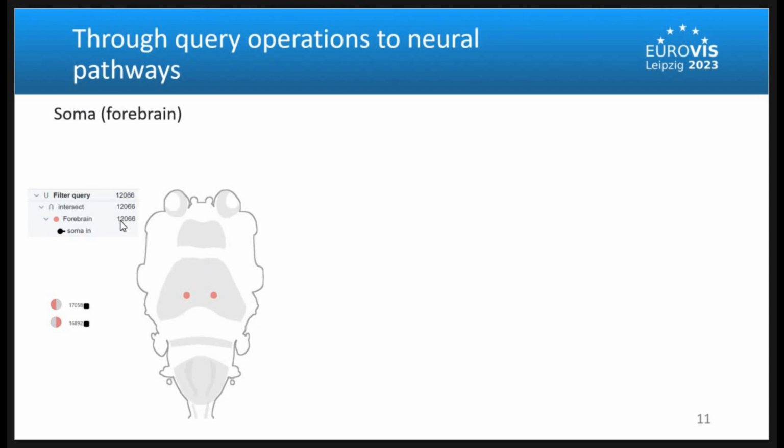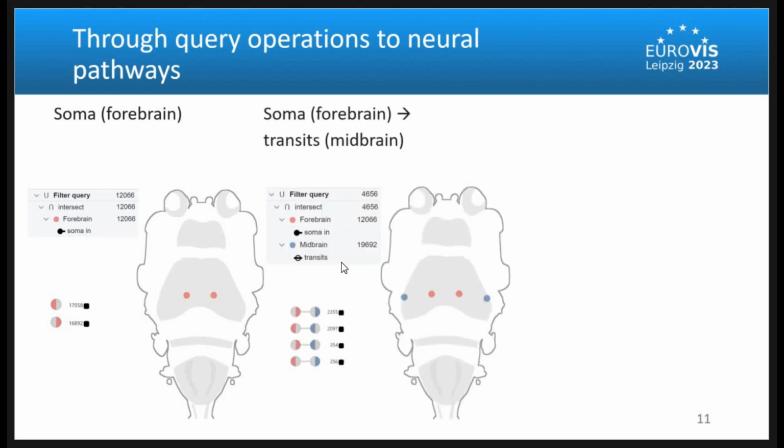We start by dragging the intersect operator and the forebrain region into the filter query component. And next we drag the filter predicate soma in and apply it to the forebrain. By default, it shows the number of neurons for both the left and the right hemisphere. Next, we drag the midbrain and apply the filter predicate transit into the midbrain.